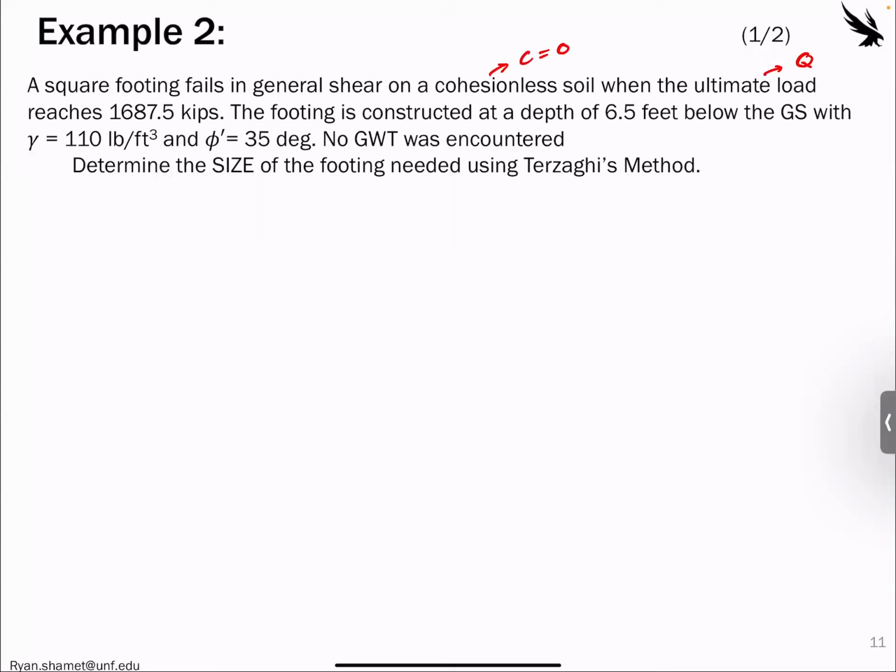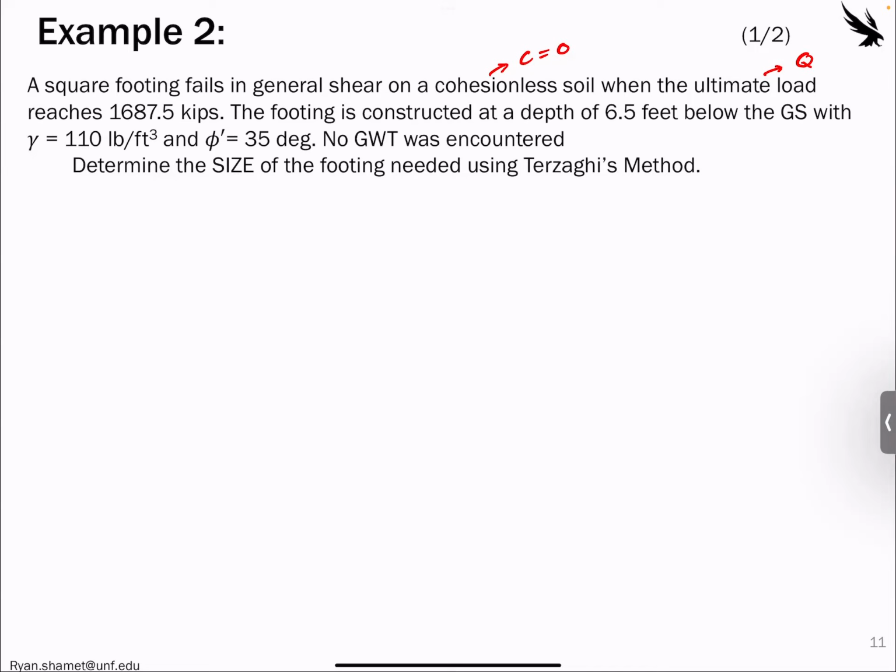The footing is constructed at a depth of 6.5 feet below the ground surface. With these properties, no groundwater was encountered. Determine the size of the footing needed using Terzaghi's method. So this is actually kind of an interesting back calculation way. Let's say you have some super old footing or old foundation, and you can't excavate down to the foundation. It's like 6.5 feet down for whatever reason.